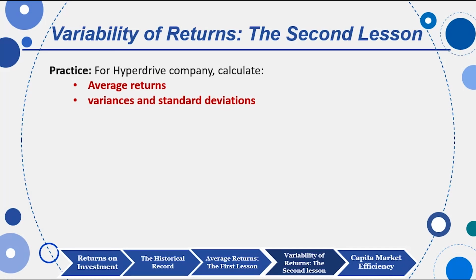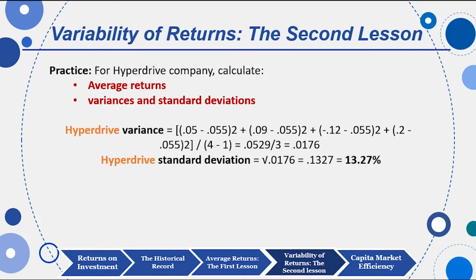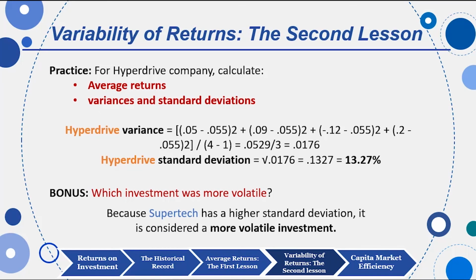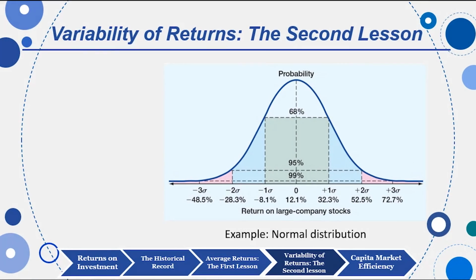So that tells you something. That tells you that it's a highly volatile stock. Looking at hyperdrive, I go through the same processes, and I see that their variance is 0.0176. And their standard deviation is 0.1327, or 13.27%, which investment is more volatile. Obviously, SuperTech is much more volatile. You would expect higher returns on average going into the future.